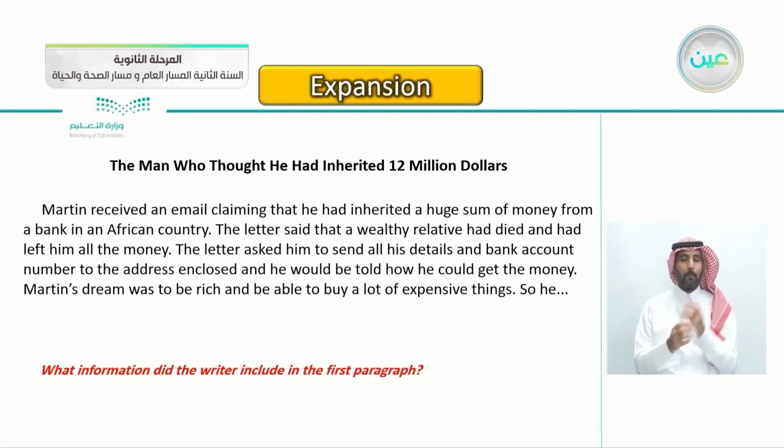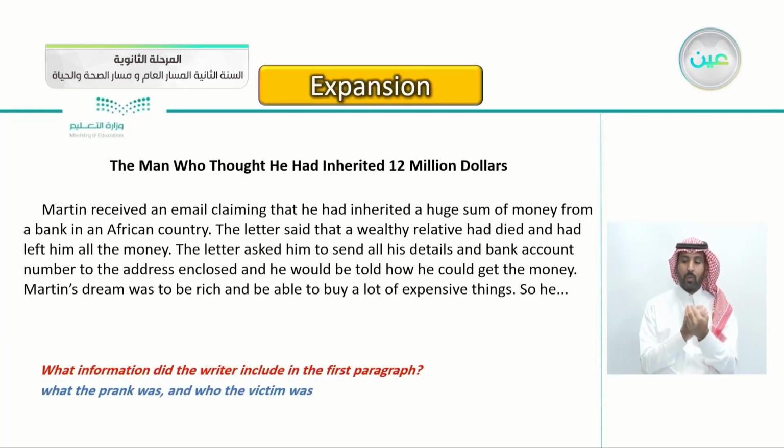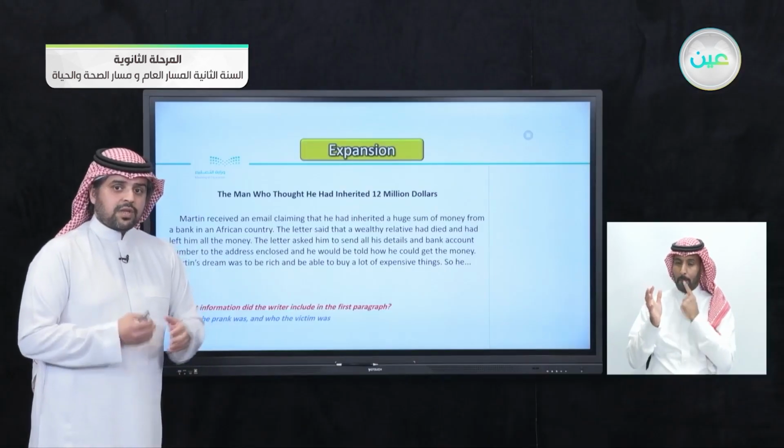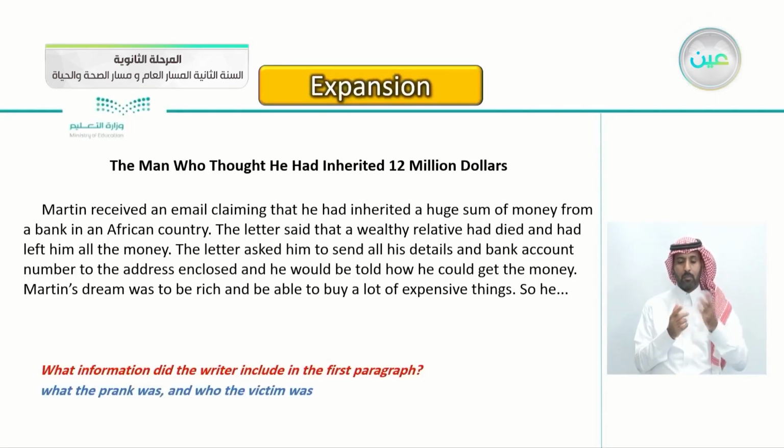What information did the writer include in the first paragraph? If you notice the paragraph, this is the first paragraph. What information? Try to guess the information. Yes, very good. What the prank was, that someone, Martin, received an email, and who the victim was, Martin. So from the first sentence, you can see what was the prank and who was the victim. The victim was Martin, and the prank was that he received an email claiming that he inherited a huge sum of money.